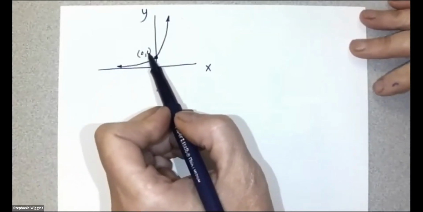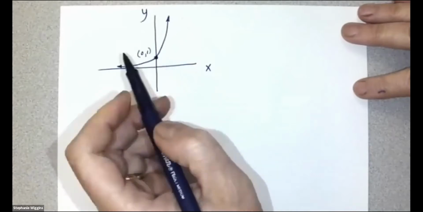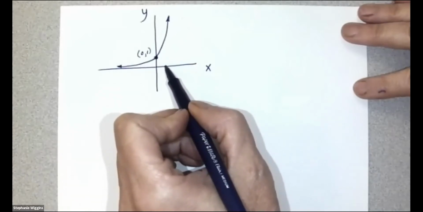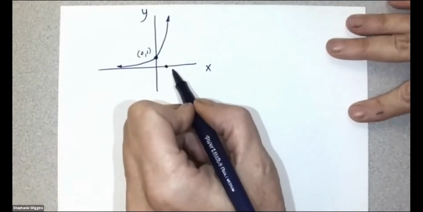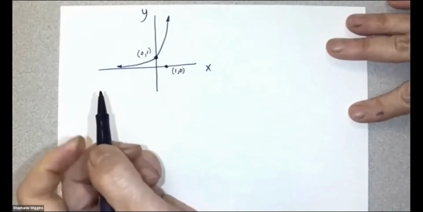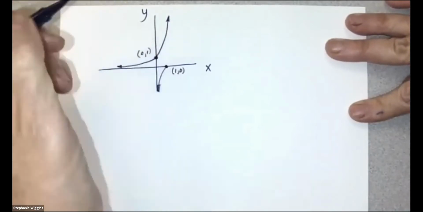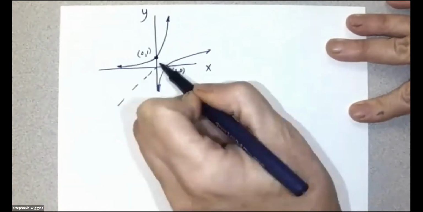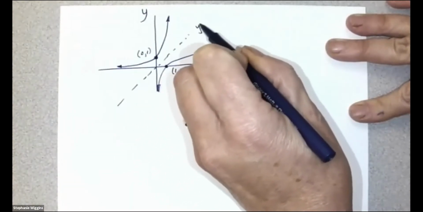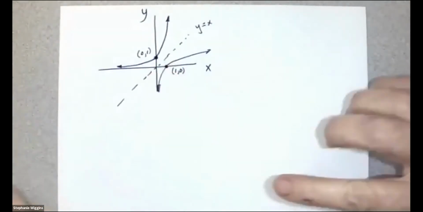So here we have (0, 1), which every exponential function passes through. Well, every logarithmic function passes through (1, 0), because you switch x and y. So this point down here is (1, 0). And then it's the mirror image of the exponential function across the line y equals x. Okay, I don't know if you remember talking about this.